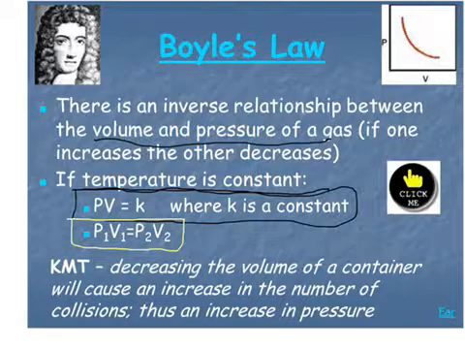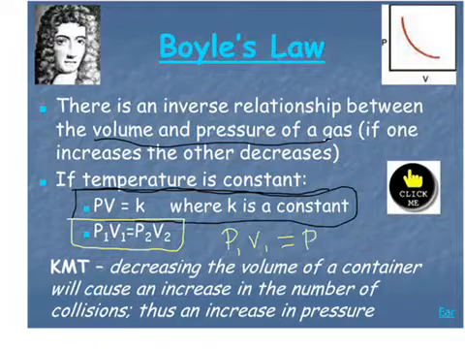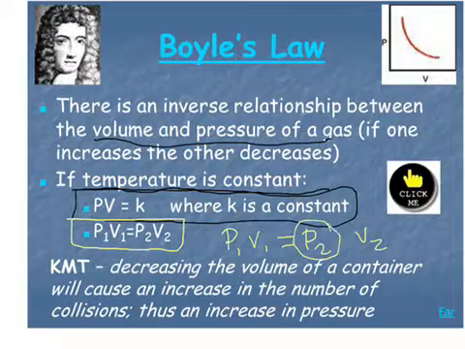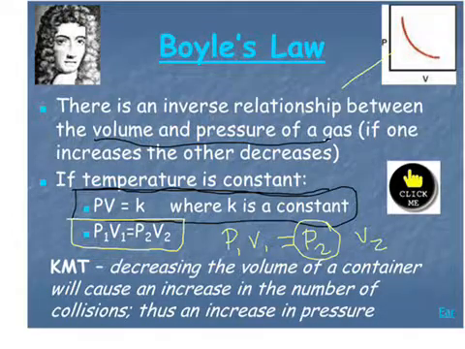So we have P1 V1 equals P2 V2, and that's the more useful equation because it allows us to solve for different conditions. So if we're given P1 and V1 and we're given the pressure of the new condition, we should be able to solve for V2, and vice versa. If we're given V1 and P1 and we're given the volume of the new condition V2, then we should be able to solve for P2.